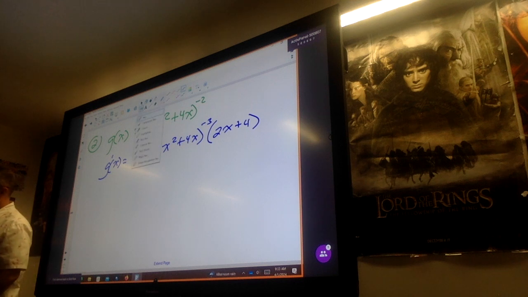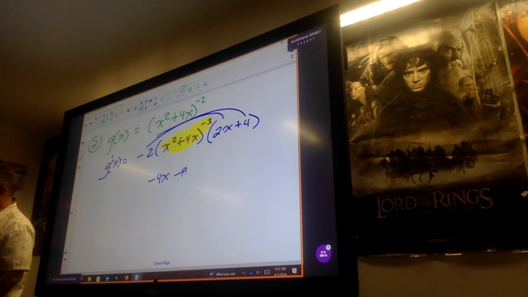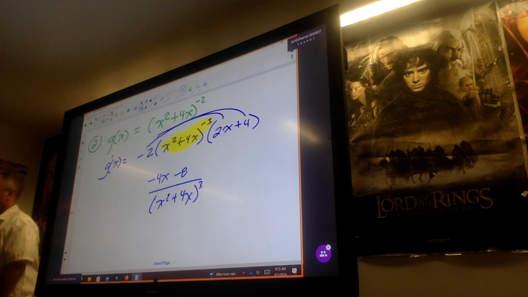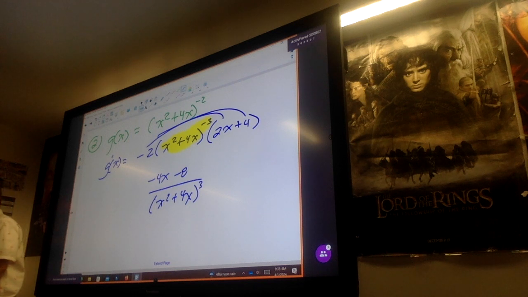Clean it up a little bit. This is going to become a denominator. And then you could distribute this over this. So I'm going to get negative 4x minus 8 all over x squared plus 4x raised to the third. The reason it changes to a positive is I moved that quantity raised to the negative third to the denominator, so the sign on the outside would change. And this is our derivative.